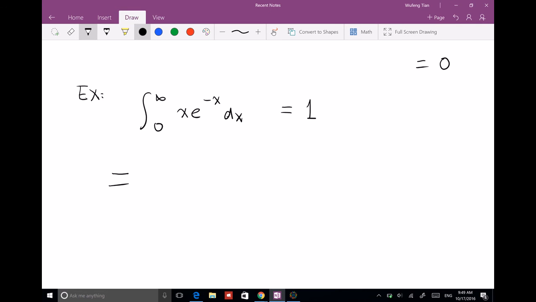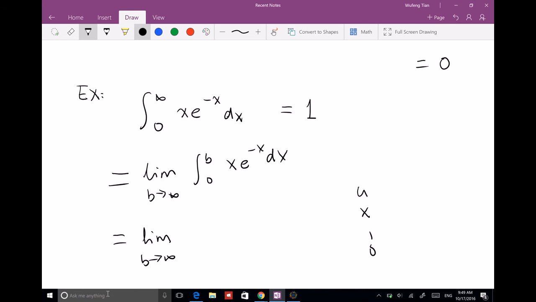We don't have too much time, so let me just finish real quick. The limit as b goes to infinity of the integral from 0 to b of x e to negative x dx. I use integration by parts: u is x, du is 1, dv is e to negative x dx, v is negative e to negative x.